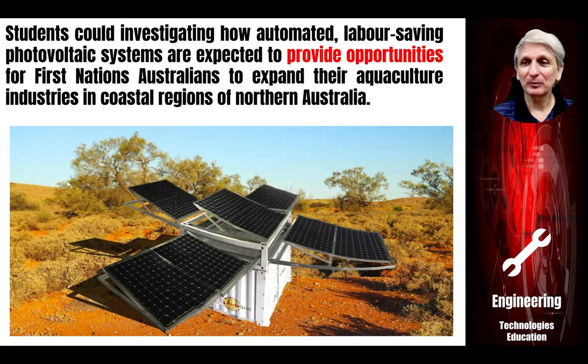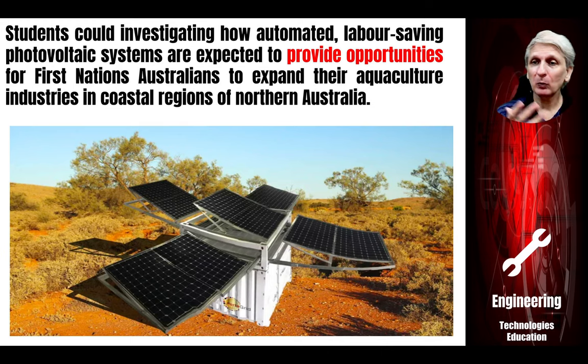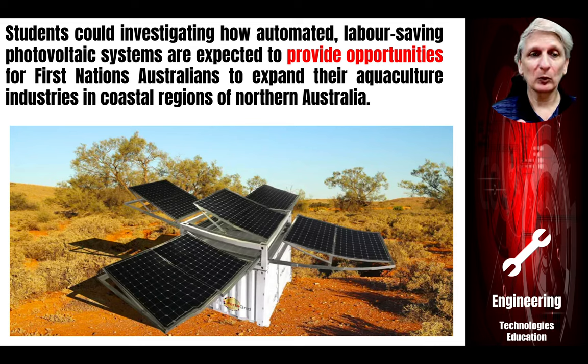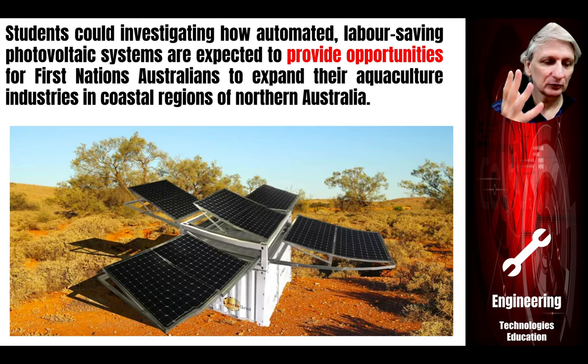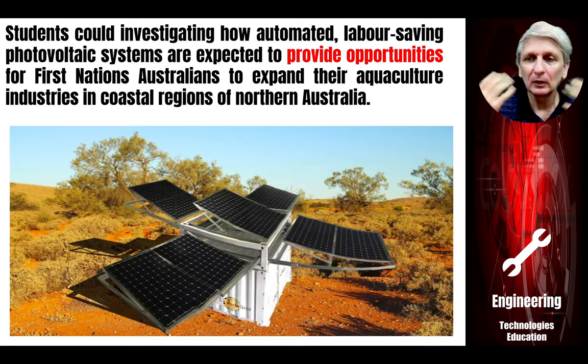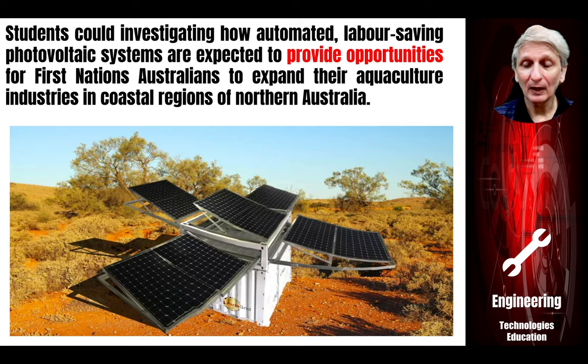So, some ways of approaching this particular aspect. One is looking at how we're using electrical energy in various ways, particularly around automated labor savings. You could look at things in the home, such as washing machines and dryers and air conditioners, different electrical devices that we've developed to provide services within our homes.